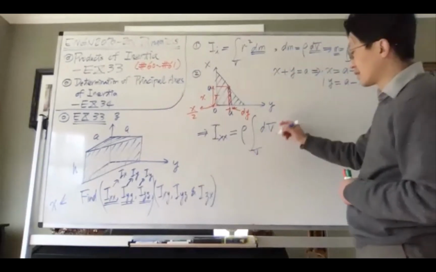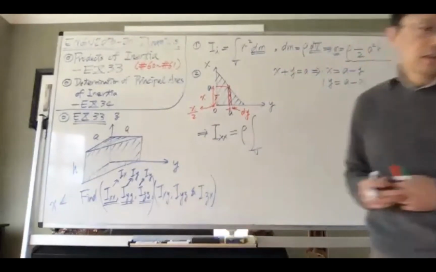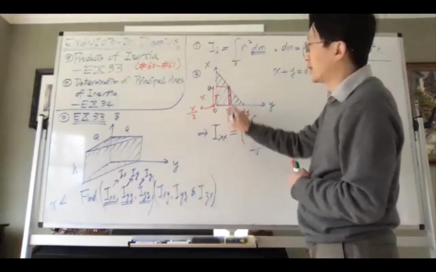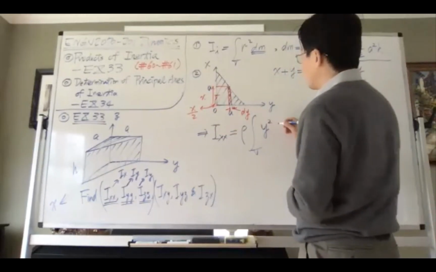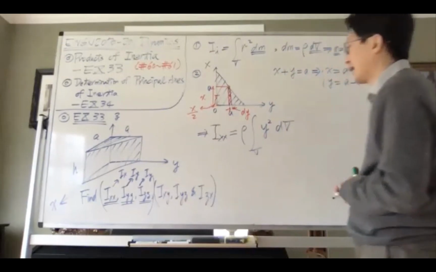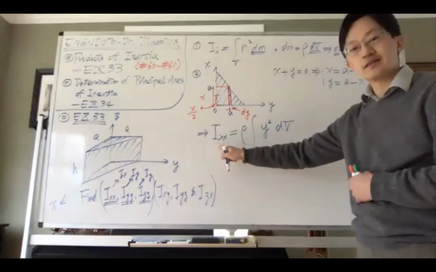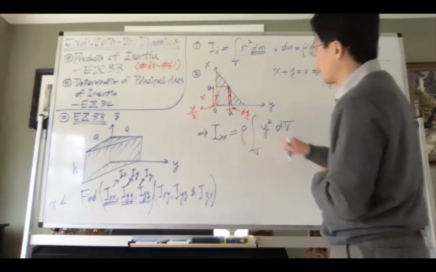And don't forget that within this integral, you also have r squared, right? We have to put in r squared, and r must be the direction perpendicular to x. So in this case, you can use y squared with dm. Remember, this must be perpendicular to x. So here, rho times y squared and this.